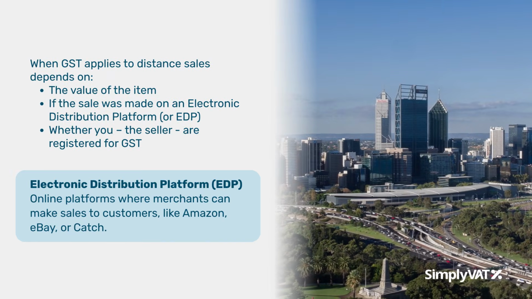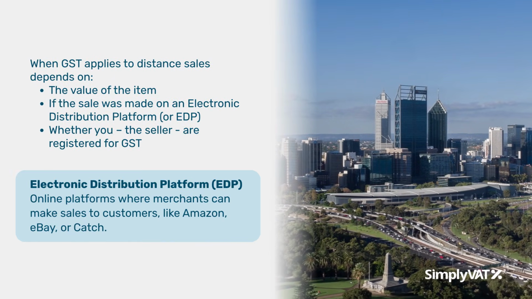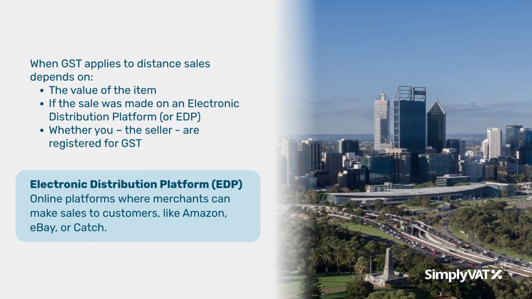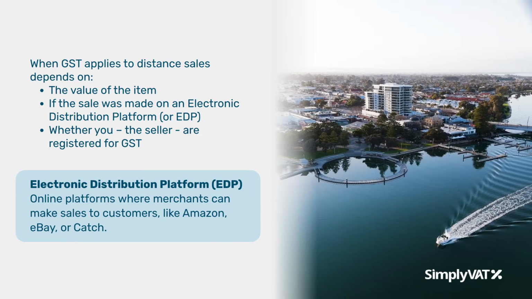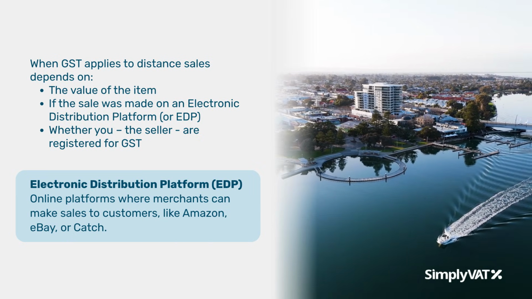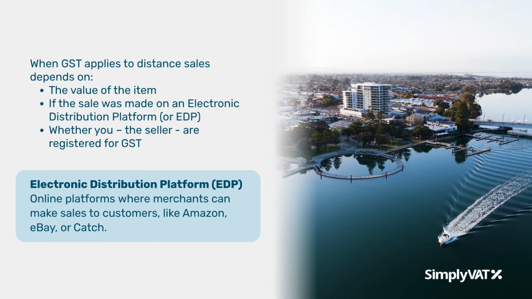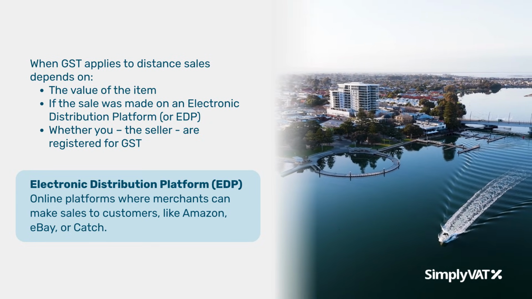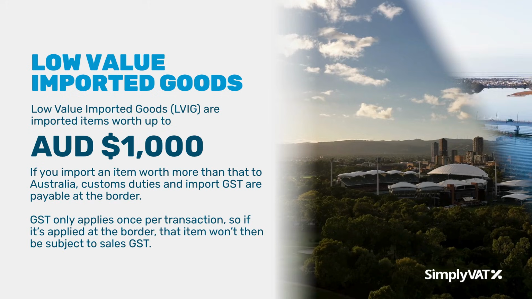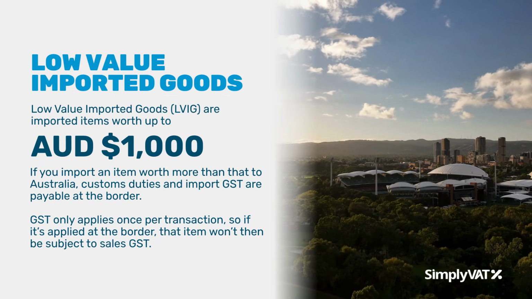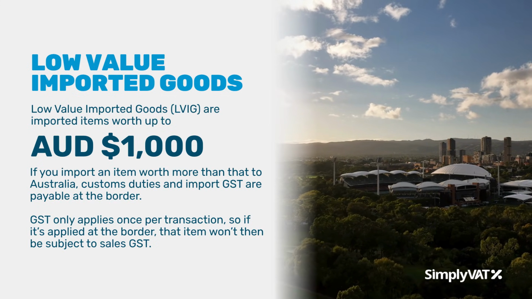When GST applies to a distance sale depends on the value of the item, if the sale was made on an electronic distribution platform or EDP, and whether you, the seller, are registered for GST. The low value threshold in Australia is 1,000 Australian dollars per item.